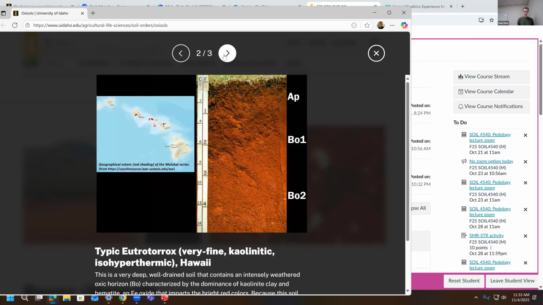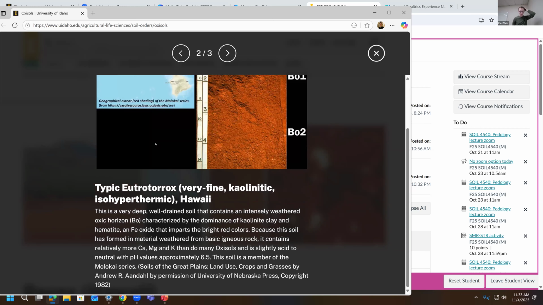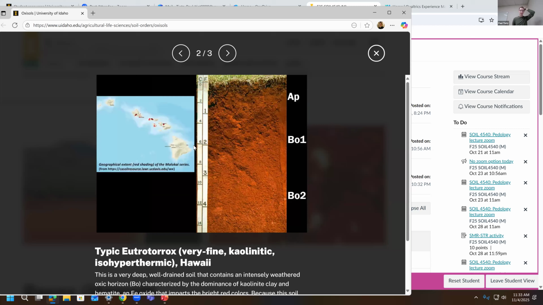Profile here, Eutrotorrox. More intense weathering, BO1 and BO2 horizons. Hematite is the mineral here that gives it the bright red color. Molokai series. So this is a familiar one, perhaps. We have the one Oxisol monolith in our collection from this agricultural experiment station, I think, in Hawaii, of the Molokai series. So characterized by kaolinite clay as well.